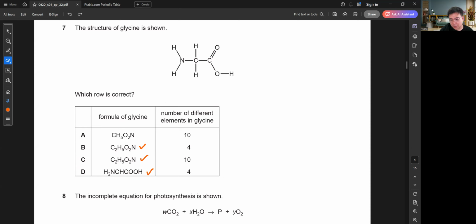Then the next one here is the number of different elements in glycine. So elements, like carbon, is one type of element. So 1, 2, 3, 4. So this is out. These 2 are correct. All right. So then we have to choose the better answer. So boy and donkey both are kind of correct. All right. But we have to choose the better answer.